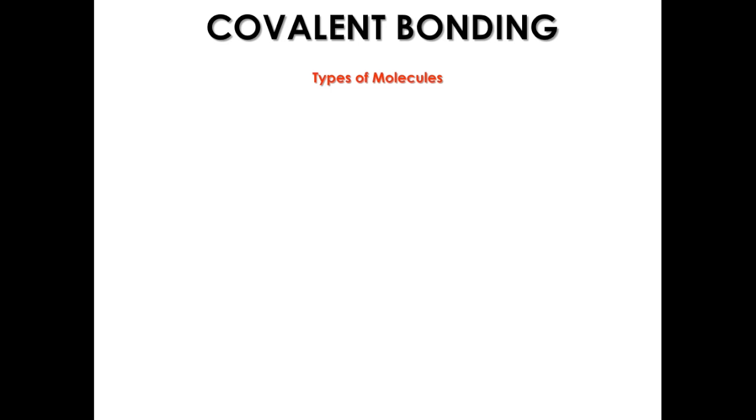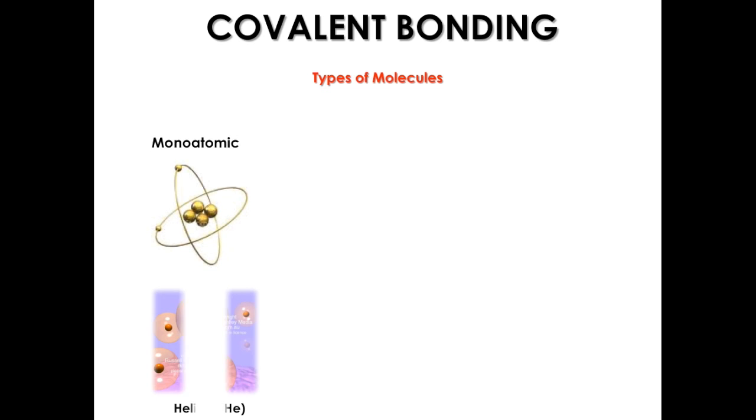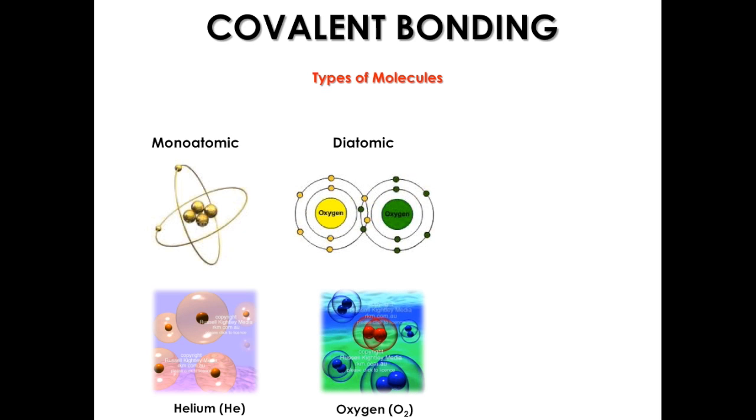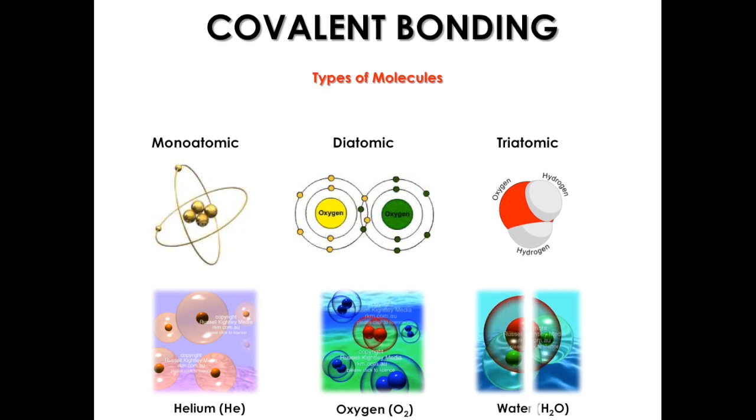Now, there are different types of molecules. The first one is monatomic, like helium, diatomic, like oxygen, and triatomic, like water.